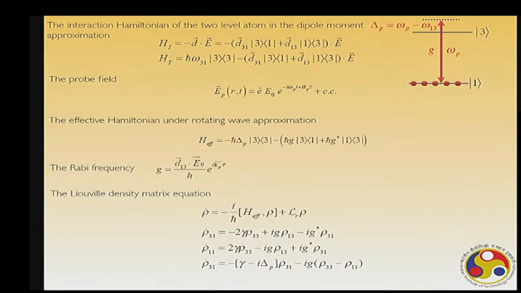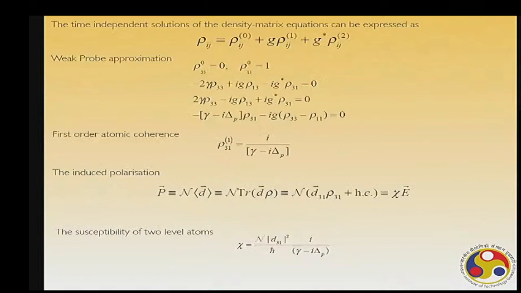Now, if you see the coherence part, rho 3-1, with a perturbation analysis, you can consider your field is weak, so you can expand that density matrix rho in terms of the weak probe field. So this is the first order weak probe field, and this is the conjugate, and this is the zero order. What does it mean? When the field is not there, the atom should be in the ground state. So all atoms should be in this state, rho 1-1 at time t equal to 0. So in the absence of this field, rho 1-1 zero order is equal to 1.